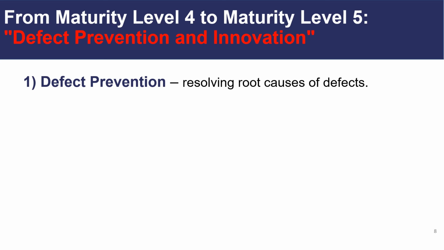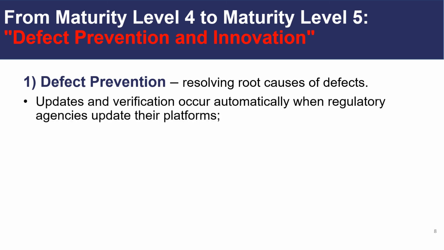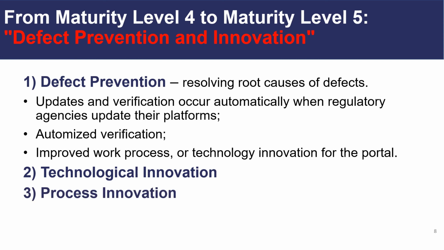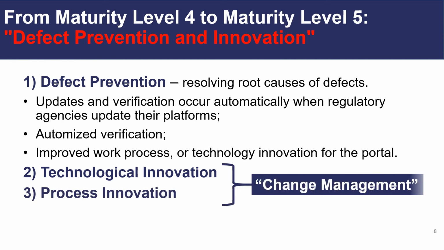For example, updating the TIP could be automated whenever relevant agencies change the content on their platforms. Verification steps can also be made automatic, or at least a regular part of the process. Defect prevention ultimately needs continuous innovation as the features and scope of the TIP increase. The other 2 capabilities to develop are technology innovation and process innovation, along with the associated change management capabilities.